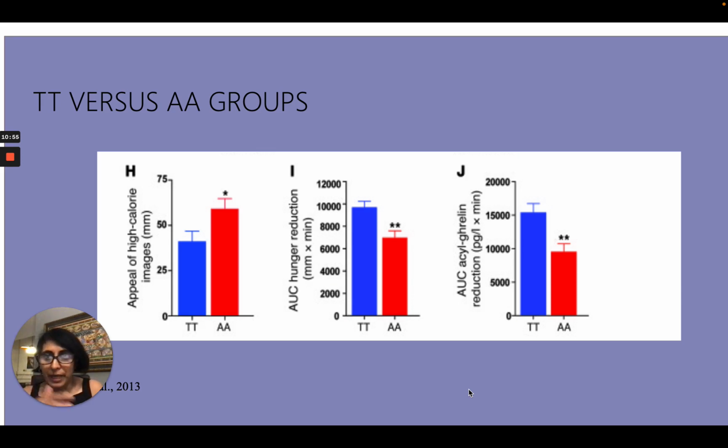And then going back to this again, so you see here with the AA group that they have this appeal for high-calorie images compared to the TT group after a meal. And we notice also the hunger reduction. The TT group were more satisfied than the AA group, which had the obesity risk variant. And then the ghrelin reduction was much more along with the hunger reduction compared to the other group.